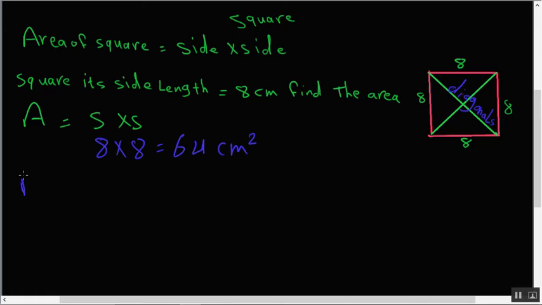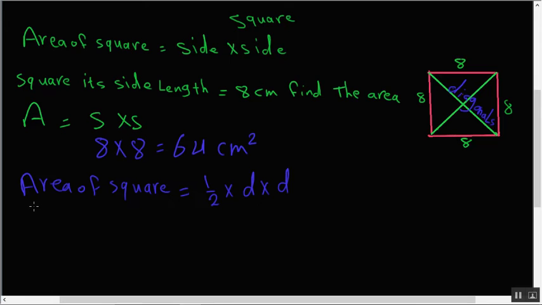the area of a square equals half times diagonal times diagonal. Half times diagonal times diagonal.